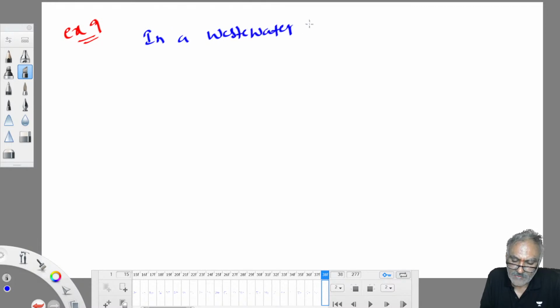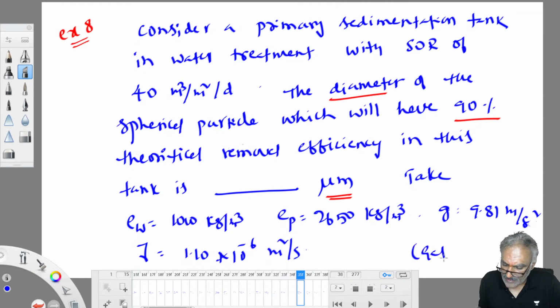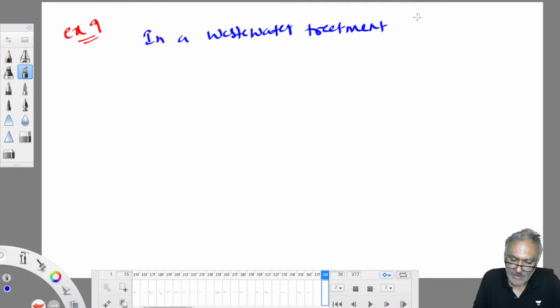This is also a GATE question, wastewater treatment plant. This has been asked in GATE 2015. Last question also GATE 2015. See now, 2 questions asked from the same topic, because this topic is there 4 times in this course.